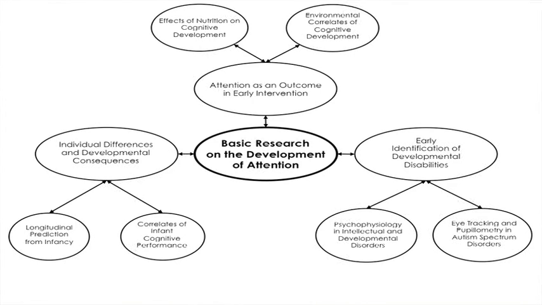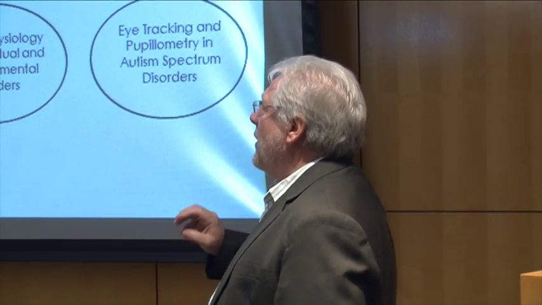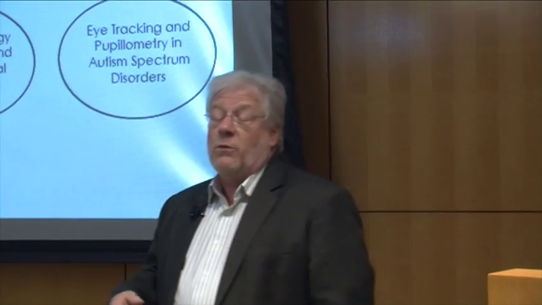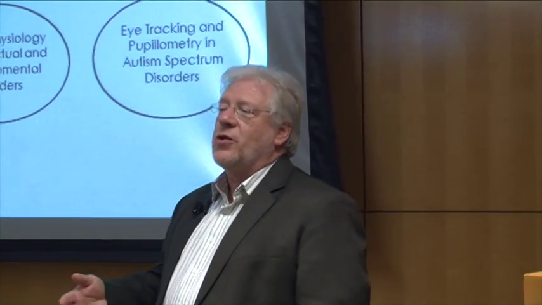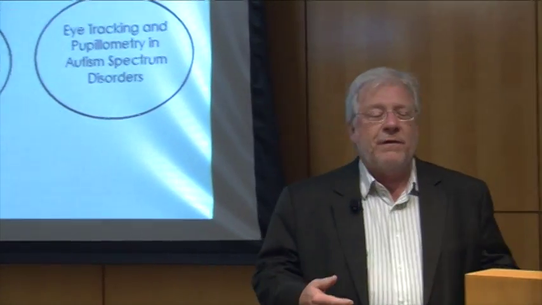This is a quick map of our research programs at the University of Kansas. This is one part, and the part I'm going to be talking about today is this one, where we're looking at attention as an outcome in early interventions. Effectively, the intervention is our nutritional manipulations and clinical trials involving nutritional manipulations. But it all springs from a basic program of research on development of attention. We spend a lot of time trying to figure out really what attention is, how it develops, how you measure it, and all that. And I'll try to talk about how we got here as part of the talk.